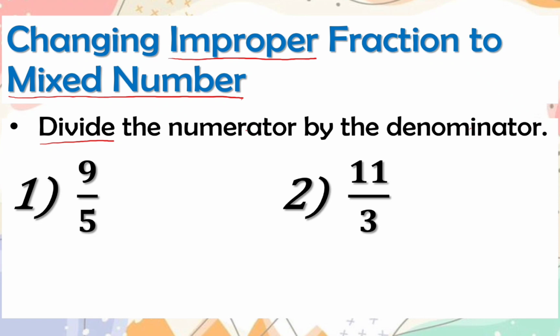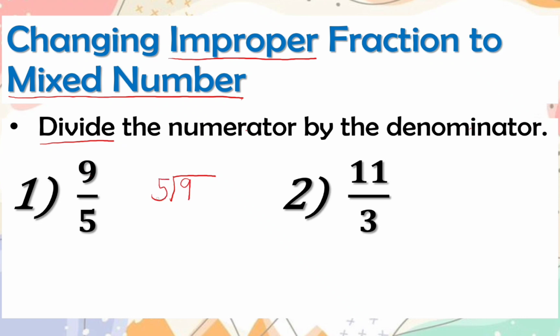Okay, so let us do it. So in here, we have 9 over 5. That is an improper fraction. Mas malaki yung numerator sa denominator. So paano natin gagawing mixed number? We will divide the numerator by the denominator. So let's have long division here. So 9 divided by 5.